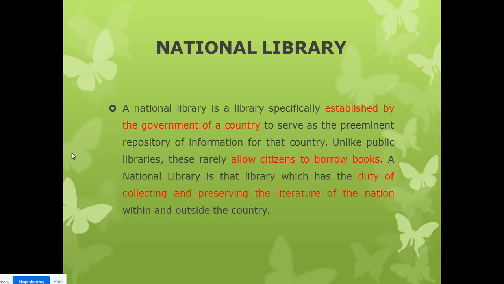Okay, I hope that you have understood very well. So this was a little bit about the types of libraries, that is, which types of libraries are available in the world. These four libraries are available in the world: number one academic, number two special libraries, number three public libraries, and number four is the national library.